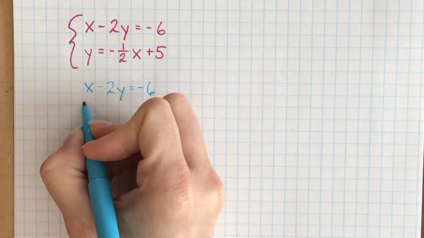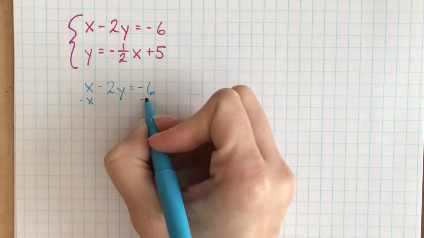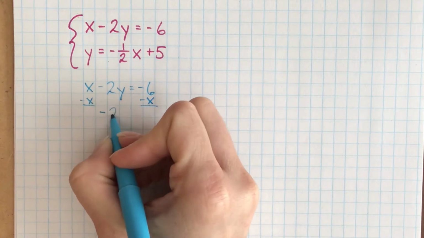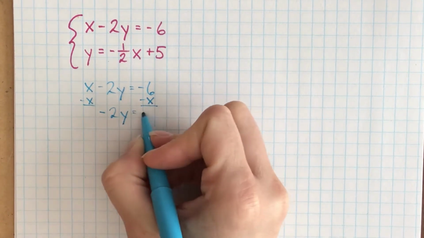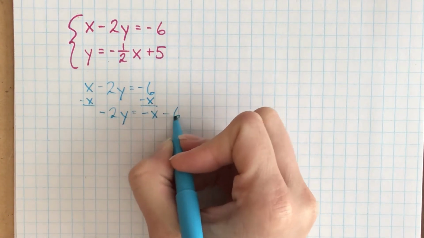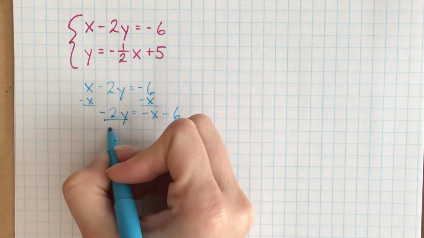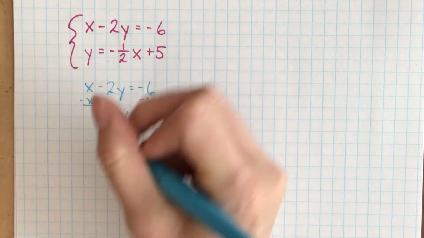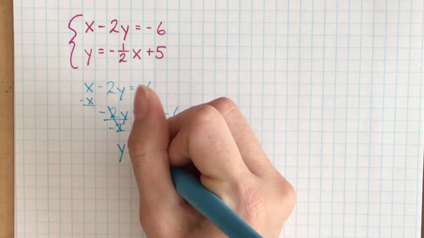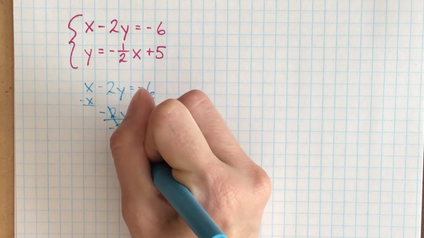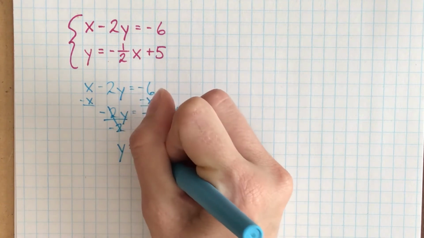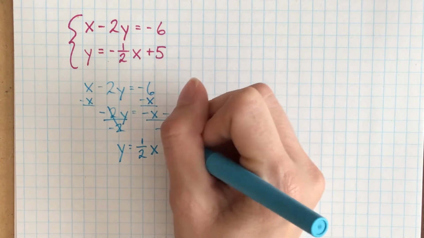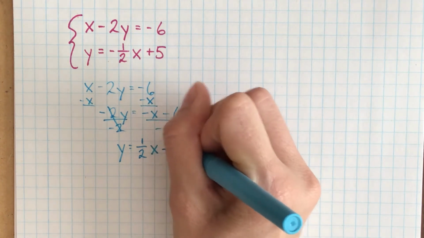Okay, so I'm going to subtract x from both sides. And then I get negative 2y is equal to negative x minus 6. Then I'll divide both sides by negative 2. So I get y is equal to 1/2 x, and it's positive. And negative 6 divided by negative 2 is a positive 3.